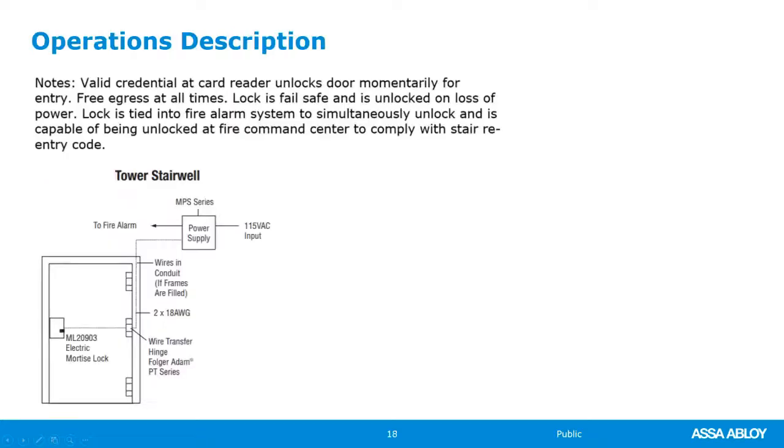We'll take a look at the operations narrative. The operations narrative is critical on any opening that has electrified hardware. The reason that it's critical is if you think about what is a function of a classroom function lock set, and where does that come from? A classroom function lock set has free egress from the inside.